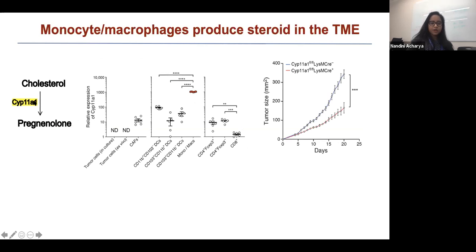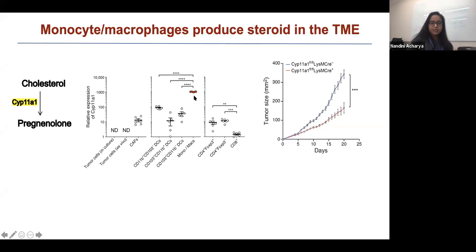So as I mentioned before, just looking for CYP11A1 in these cell populations would be a good and reliable marker for steroidogenic capacity of these cells. So we looked into the expression of CYP11A1 in the tumor cells directly from culture or ex vivo. However, for the cell lines that we use, we couldn't detect the presence of CYP11A1. We looked into the other cell populations, such as the cancer-associated fibroblasts, the various myeloid populations, the various types of DCs, monocyte macrophages, and the T cells. And we saw that all these cells, at a different level, were able to express CYP11A1.